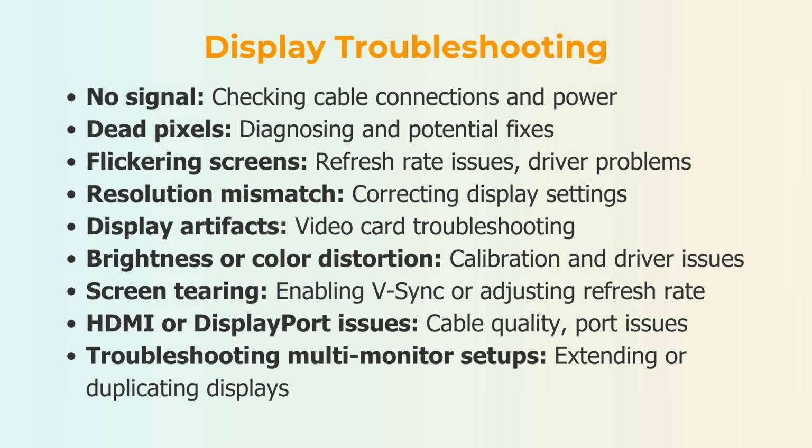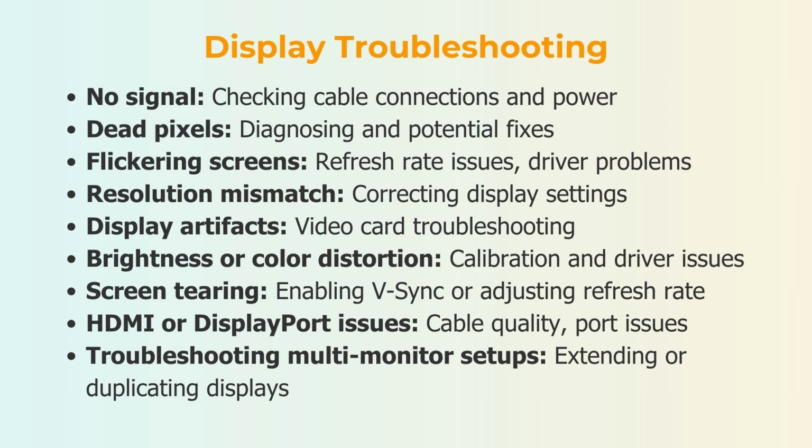Display issues can be frustrating, but many of them have simple solutions. If your monitor shows no signal, the first thing to check is whether the cables are connected correctly and the monitor is powered on. Dead pixels are small, non-functioning spots on the screen, and they can sometimes be fixed by applying gentle pressure or using pixel-fixing software. A flickering screen can be caused by refresh rate issues or driver problems. Adjusting the refresh rate or updating drivers usually resolves the issue.